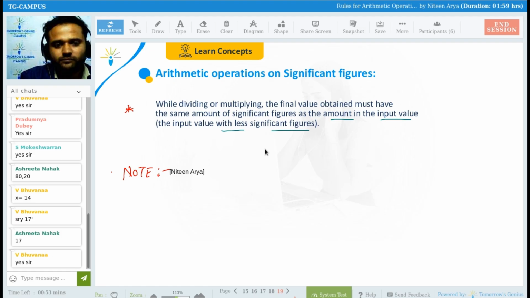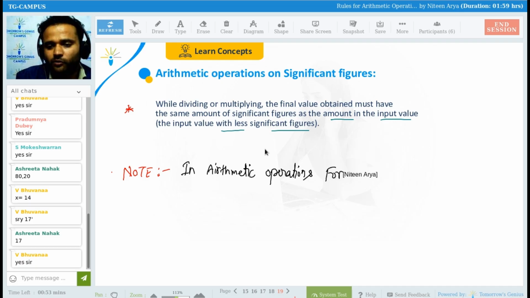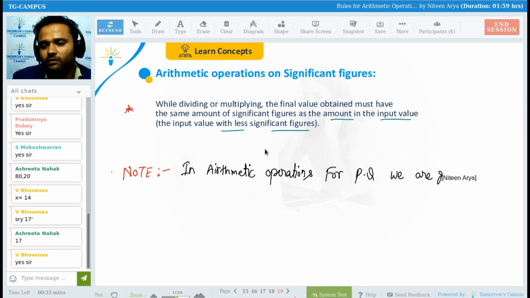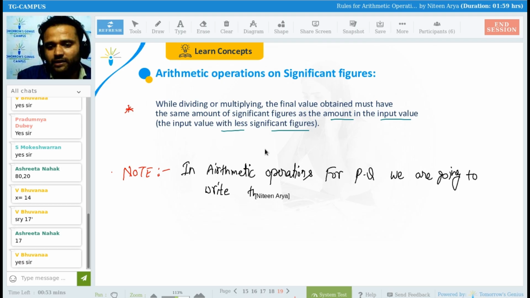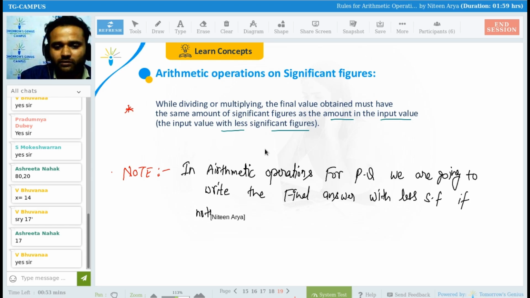Note: in arithmetic operations for PQ, where PQ stands for physical quantities, we are going to write the final answer with less significant figures if nothing is mentioned. Clear?